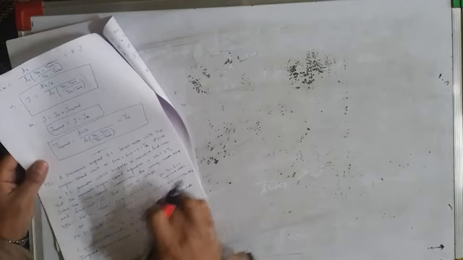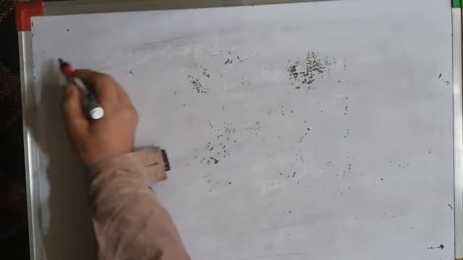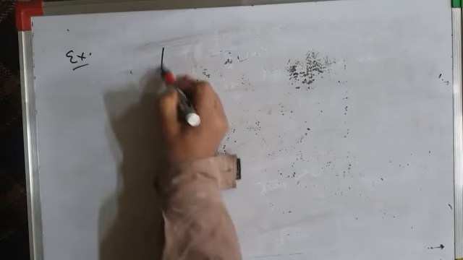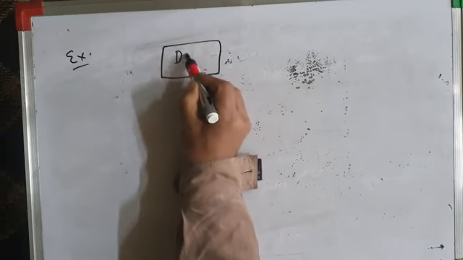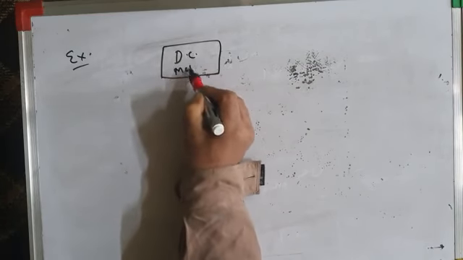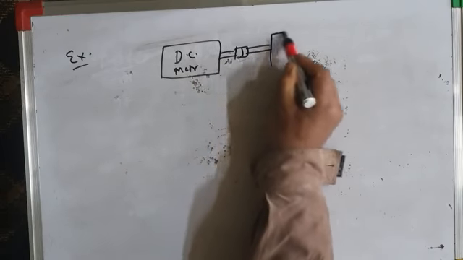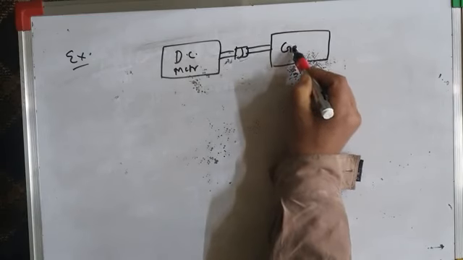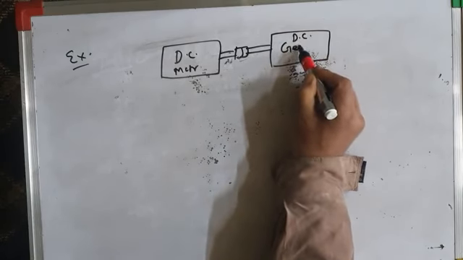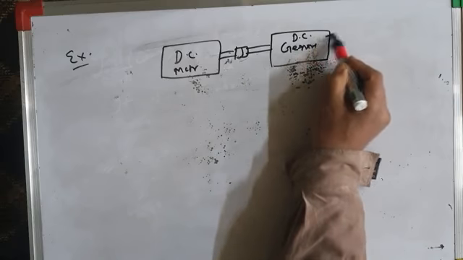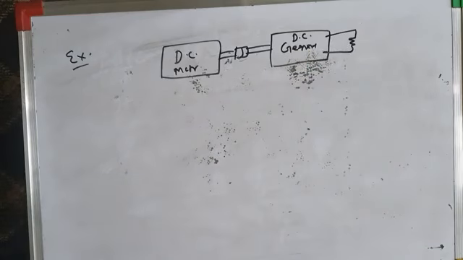Okay, so this is the problem. Let us try to solve it, and let's try to apply this mathematical formulation and find whether the drive is stable or not. So it is simple. We have a DC motor drive. This is the DC motor. It is coupled to a load. It is a DC generator, which is driving some electrical load resistance.